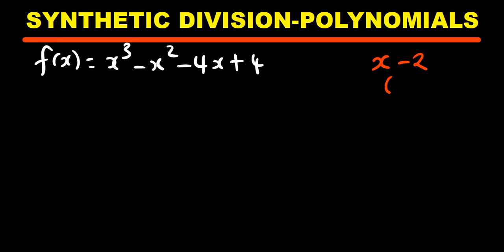Because this is linear, you're going to equate it to 0. So x - 2 = 0, x = 2. So this 2 is the one that you're going to now divide into this polynomial. Okay, so how do you now use synthetic division? Let's draw something like that.